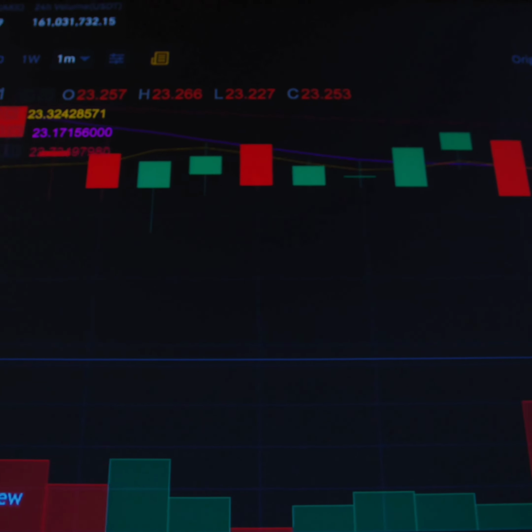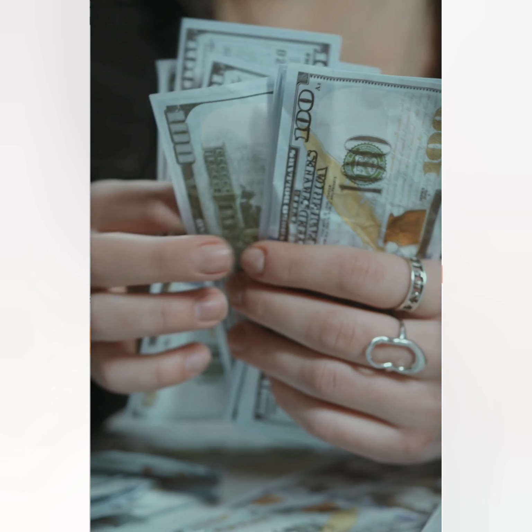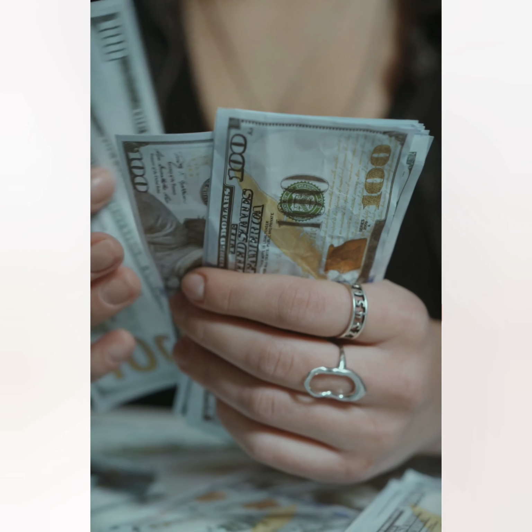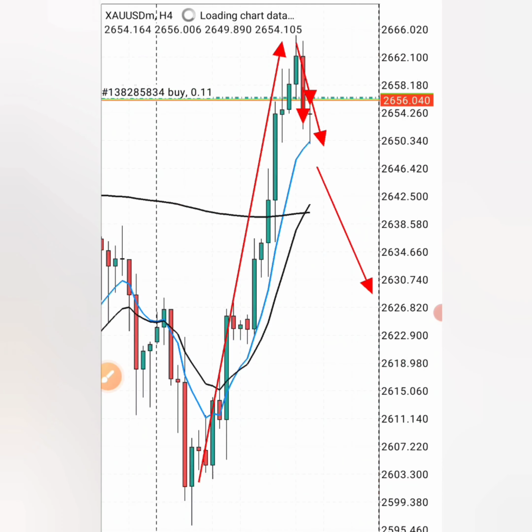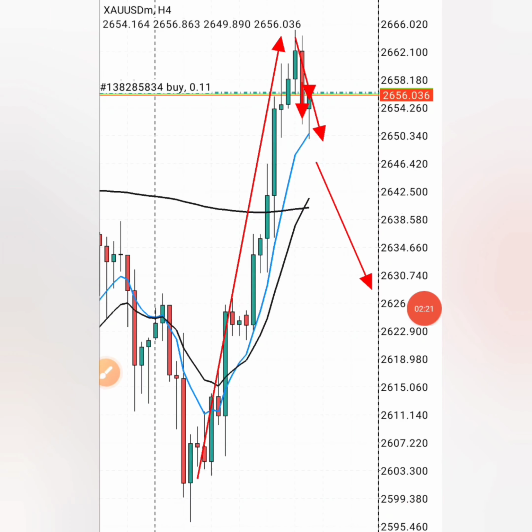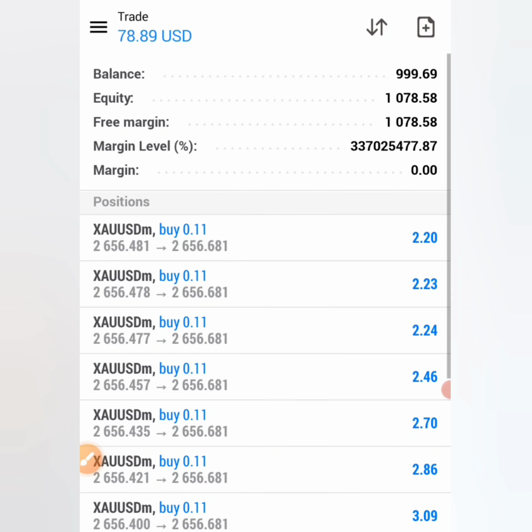Now, let me show you how you can actually make money with this strategy step by step. Yes, we're going to be finding our trades on the 5-minute time frame, but first you have to go to the 4-hour time frame. On the 4-hour time frame, you're going to see everything that the market is doing on a bigger picture. Let's look at what is happening right there.